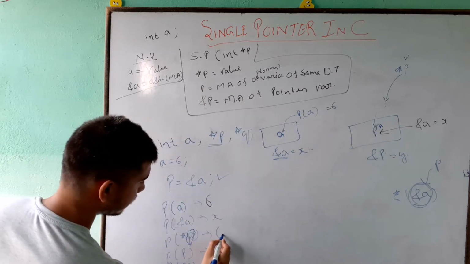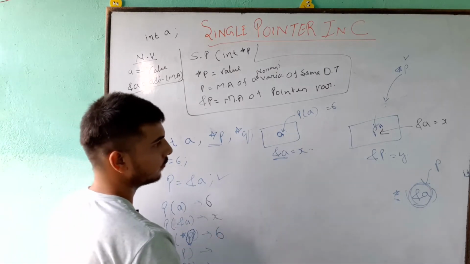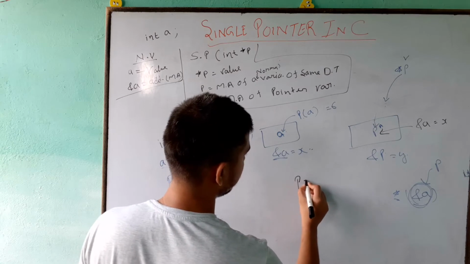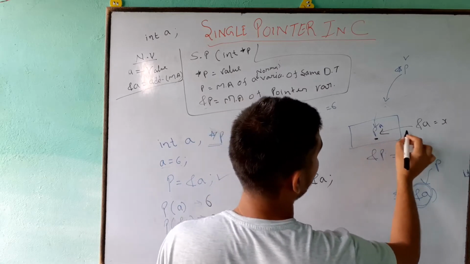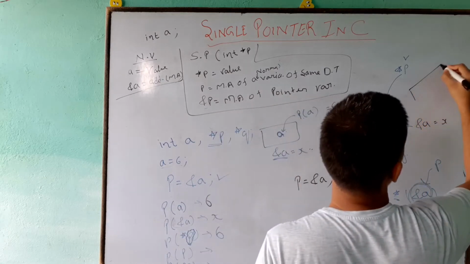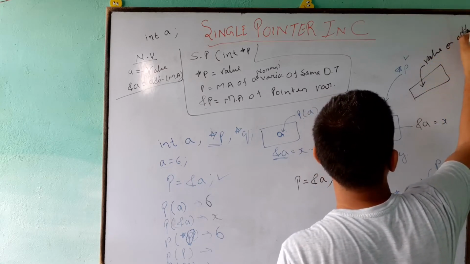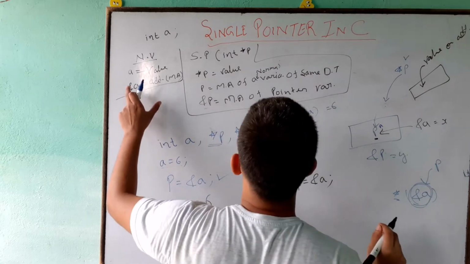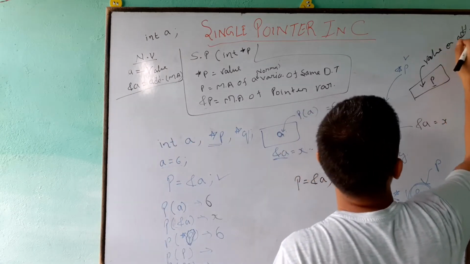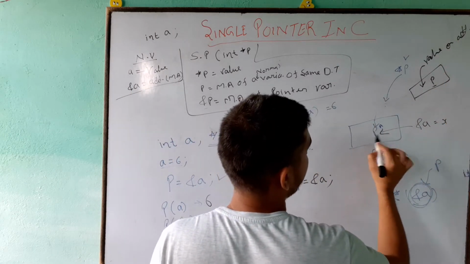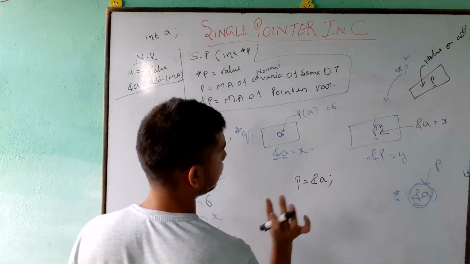So this will give me output as 6. Okay, let's go once again. I write P equals &A, right? Now this is holding an address. Remember that in the previous video I said that this can also hold a value or an address. In a normal variable case it can only hold a value, but since we are talking about pointers, it is holding an address. Address of what? A normal variable.